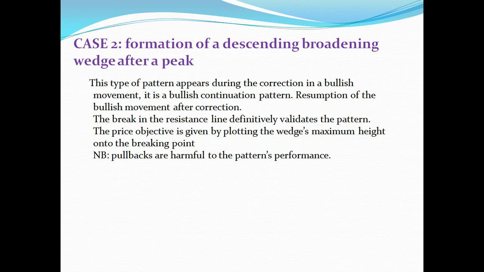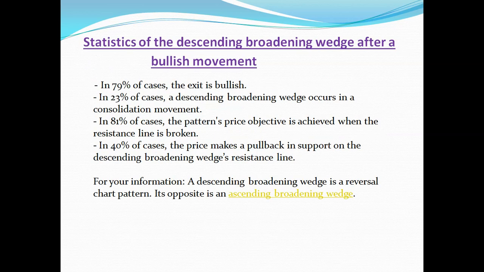Case 2: formation of a descending broadening wedge after a peak. This type of pattern appears during the correction of a bullish movement. It is a bullish continuation pattern. The resumption of bullish movement after correction, the break in the resistance line, definitely validates the pattern. The price objective is given by plotting the wedge's maximum height at the breaking point. Pullbacks are harmful to the pattern's performance.